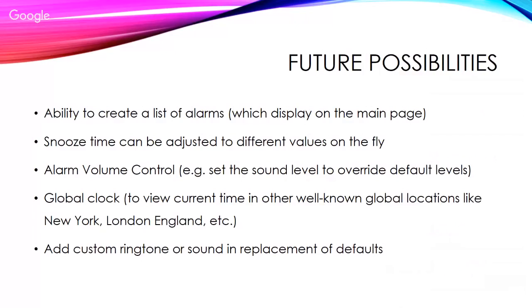Some future possibilities that we were considering when we were developing our app and looking at scope creep and everything that follows with that. The ability to create a list of alarms, which would display on the main page. Have this snooze time to be adjusted to different values on the fly or in-app. Alarm volume to have it set to a custom level where it can override the default values being higher or lower than you want it.